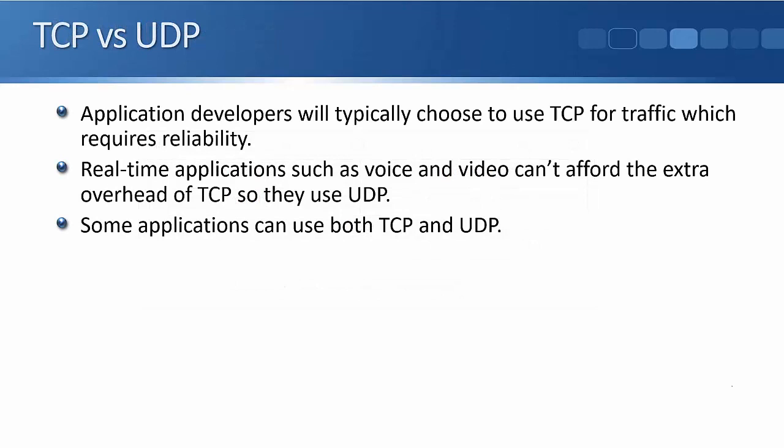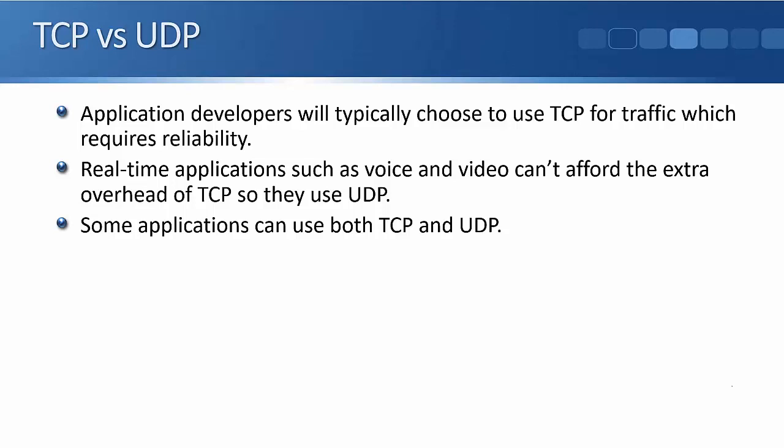Which leads us into where TCP or UDP would be used. Now, this is up to the designer of the application. Whenever a designer designs an application, they can choose whether it's going to use TCP or UDP for its transport. They will typically choose to use TCP for traffic which requires reliability. But real-time applications, such as voice and video, can't afford that extra overhead of TCP, so they would use UDP. Voice and video, it's very sensitive to delay.